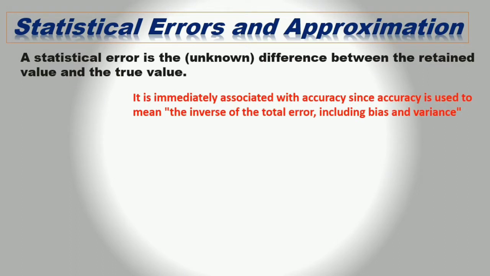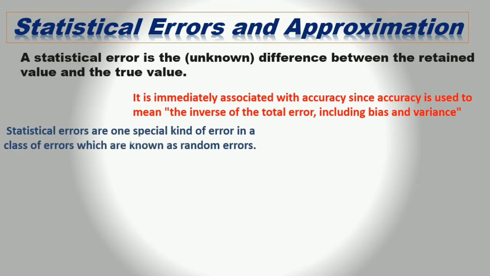It is also immediately associated with accuracy. It shows the correct result, the quality or state of being correct. So this shows a correct accuracy, since accuracy is also the inverse of total errors. Statistical errors are one of the special kinds of errors in a class of errors known as random errors. We can also say that the statistical error is a random error.